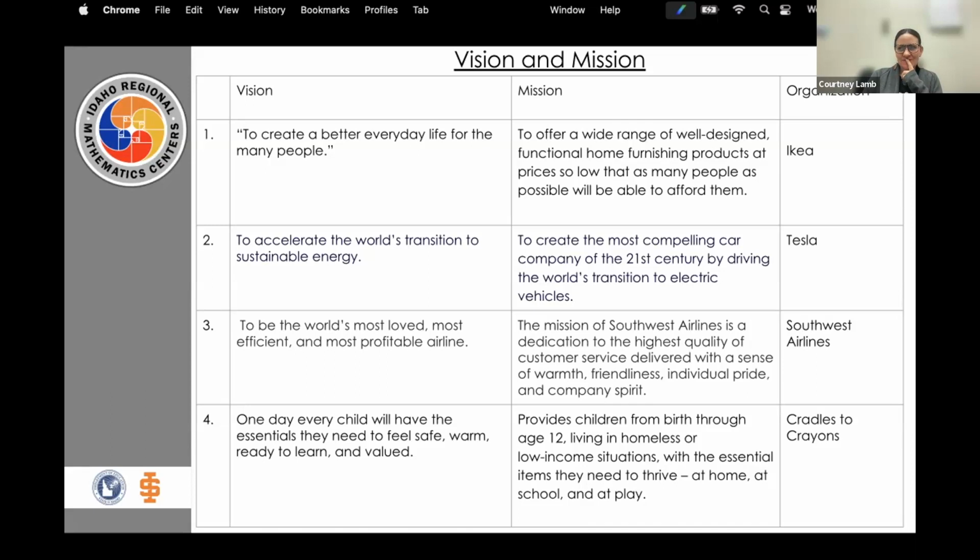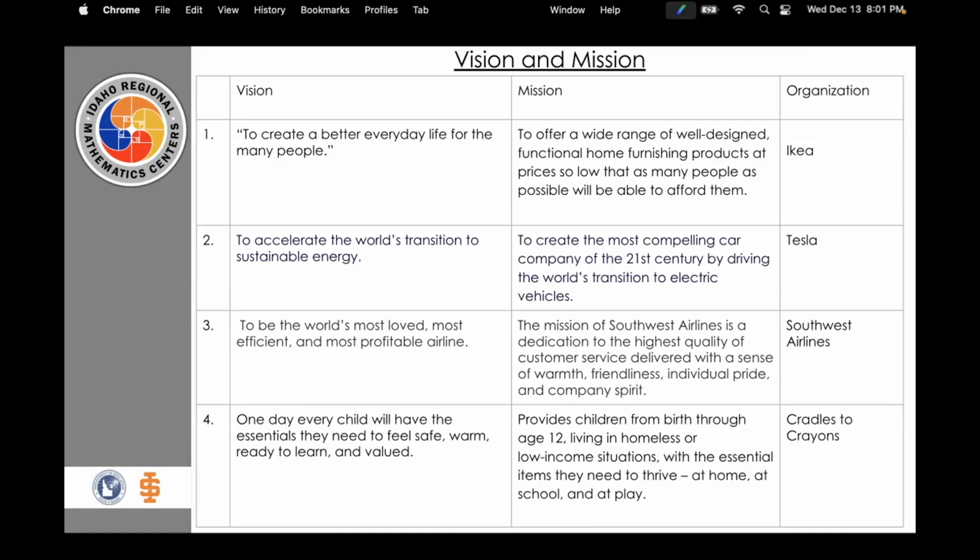Any other notes? Because I do kind of feel like a mission is what you are doing or what you're going to try to do. Yeah, I see the mission as how you're going to do it, and the vision is your vision, your goal.